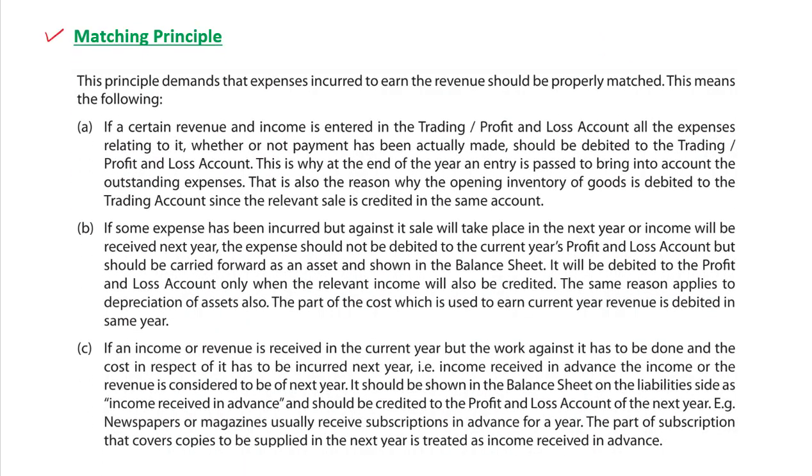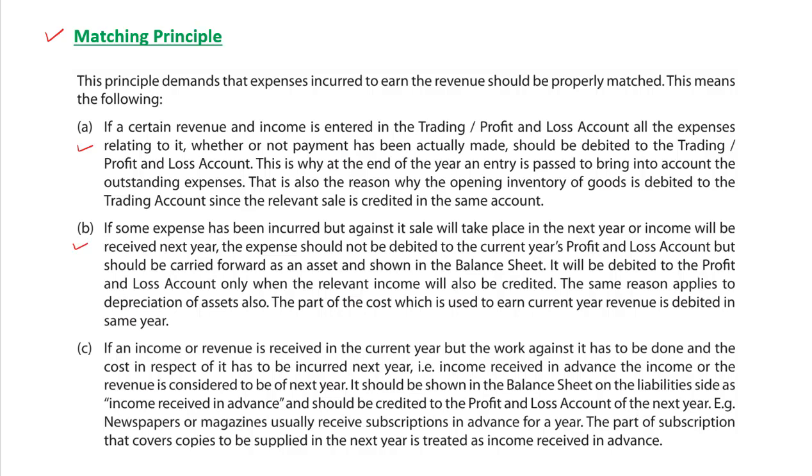Next is the matching principle. The principle demands that expenses incurred to earn the revenue should be properly matched. This means the following. A. If a certain revenue or income is entered in the trading and profit and loss account, all the expenses relating to it, whether or not payment has actually been made, should be debited to the trading and profit and loss account. This is why at the end of the year an entry is passed to bring into account the outstanding expenses. That is also the reason why the opening inventory of goods is debited to the trading account, since the relevant sale is credited to the same account.